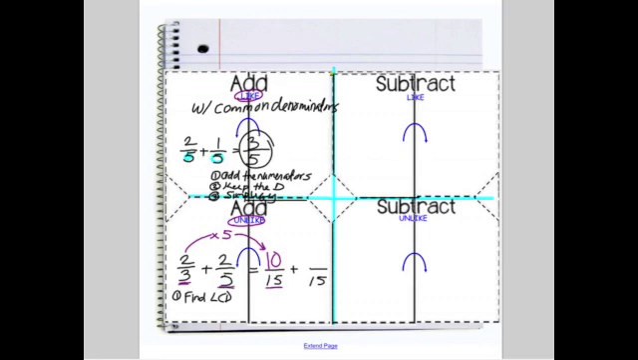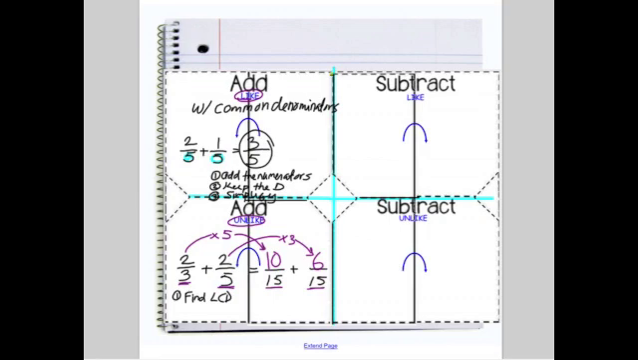5 times 3 will equal my new denominator, which is 15. So I also need to multiply my numerator by 3 so that my fractions equal the same amount. 2/3 plus 2/5 is now equal to 10/15 plus 6/15.